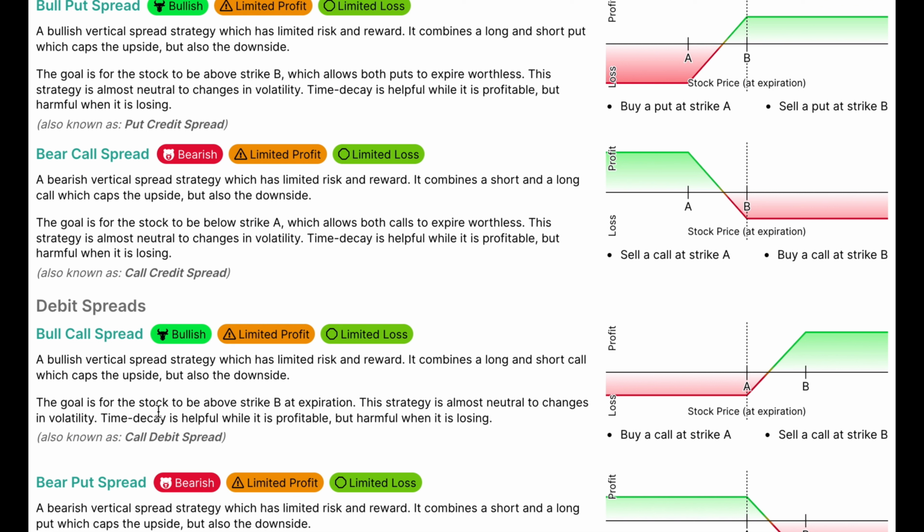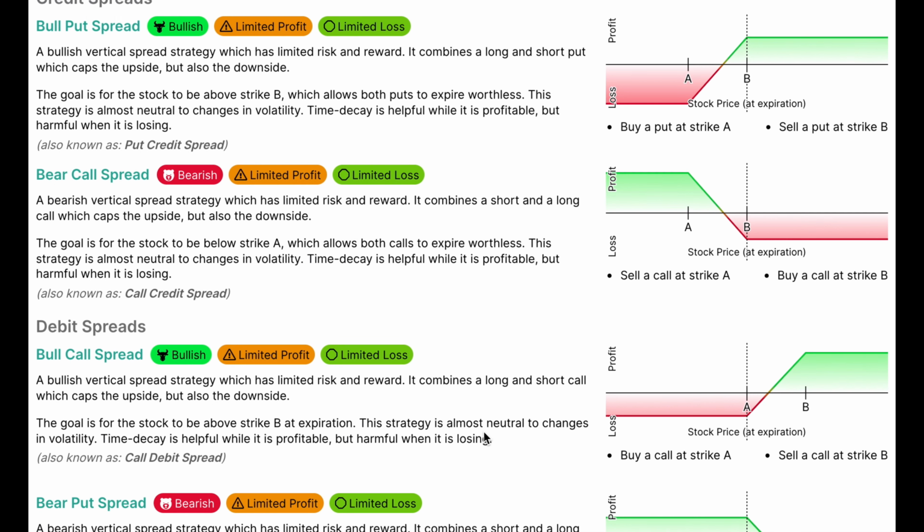The goal is for the stock to be above strike B at expiration. This strategy is almost neutral to changes in volatility. Time decay is helpful while it is profitable but harmful when it is losing. We can see that this P&L chart is similar to the one from earlier, the put credit spread. So this is just another way if you are bullish on the stock. Same thing, limited profit, limited loss. So I'm going to show you how that's done as well.